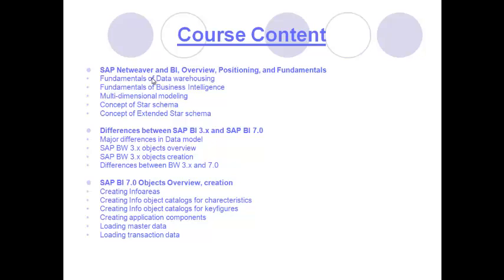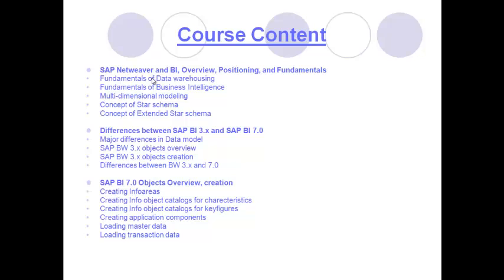So, BW 3.x objects and overview. BW 3.x is still very important because in the data flow of BW it is very easy for the extraction when there is a business content. Hierarchies are not available in the 7.0 version, so that makes BW 3.x very important.